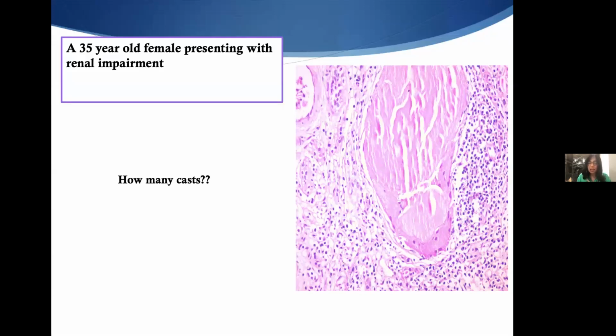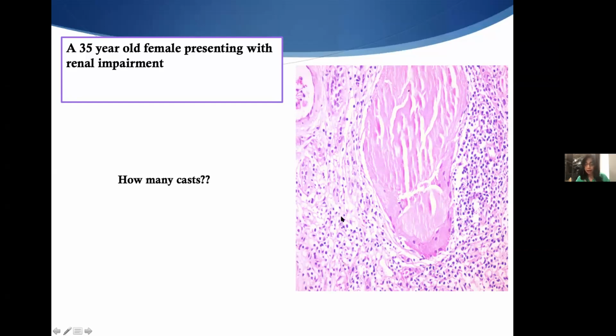How many casts do we need? Do I have a certain number, a percentage of involvement within the cortex? What if I have a single cast? Do I have to have a lot of casts? Look at this case. This was a 35-year-old female who presented with renal impairment, which was unexplained, and she had this single cast. This was the only cast in her biopsy, and this cast seemed odd and was surrounded by a giant cell reaction.